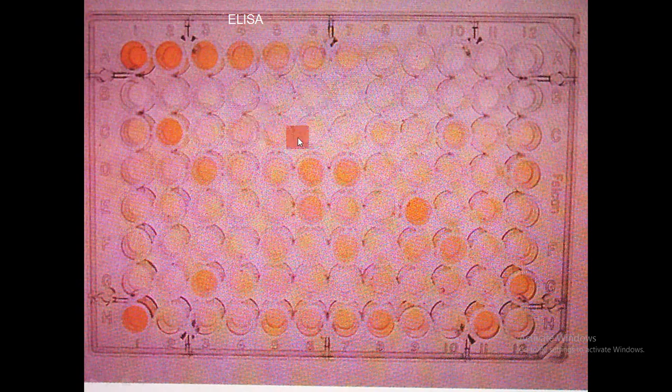And here is the microtiter plate of the ELISA, and each well is for one patient. We read the color by spectrophotometer or ELISA reader, and we get the concentration of the antibody. It is a quantitative method that gives the concentration of the antibodies in the serum.